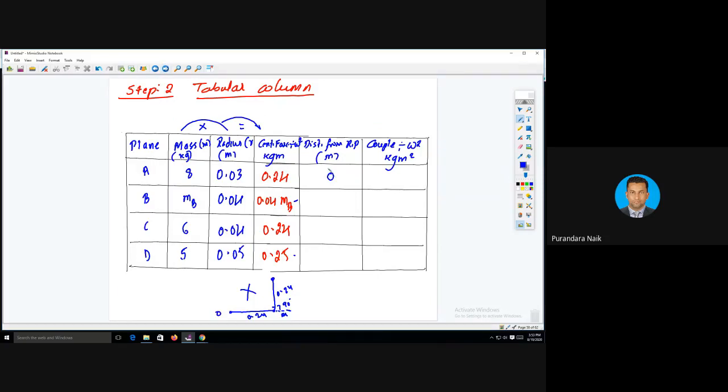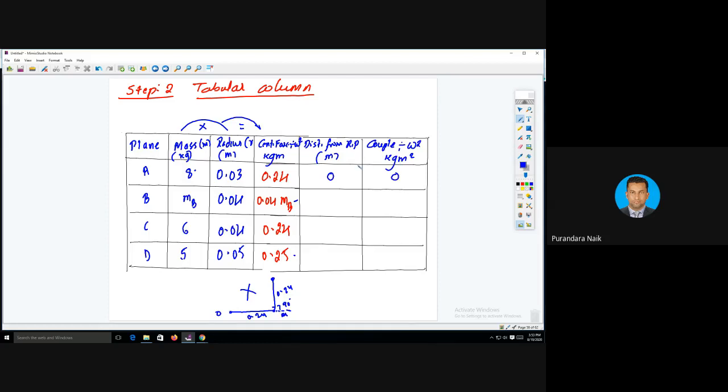Because A itself is a reference plane, this term will become 0. Both are known. Mass is also known and angle is also known, that is 0 degree. But you are making it 0. There is no use of this if you make it 0, because you are making a known mass and known angle into 0. You cannot solve the problem.